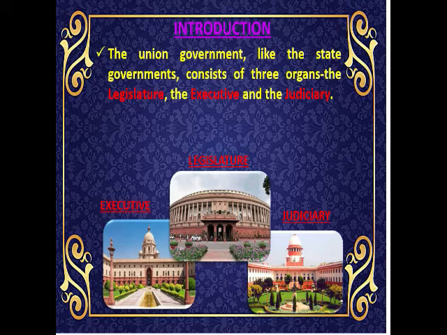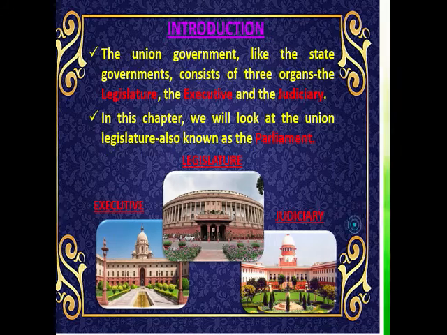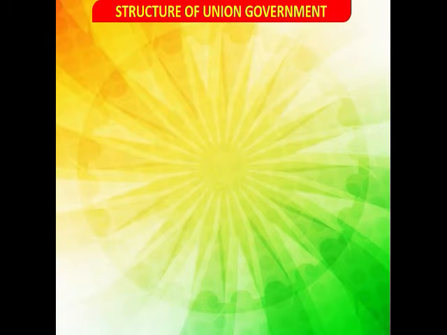The union government, like the state governments, consists of three organs: the legislature, the executive and the judiciary. So there are three organs in our governments, that is the legislature, executive and the judiciary. In this chapter we will look at the Union Legislature, also known as the Parliament, and the structure of the Union government.